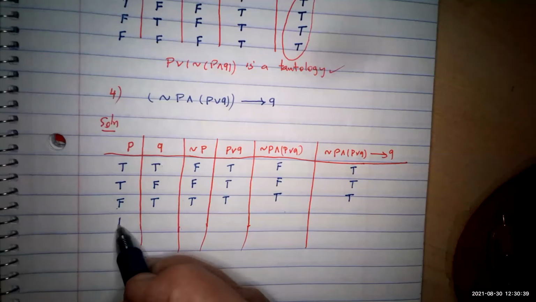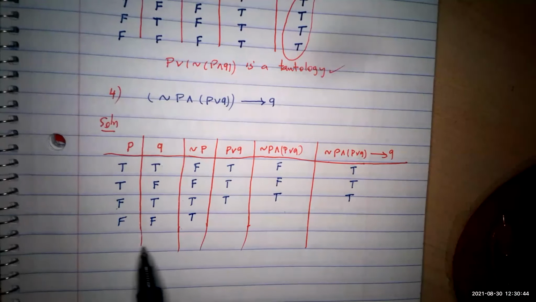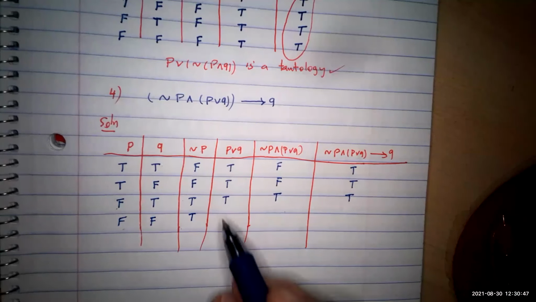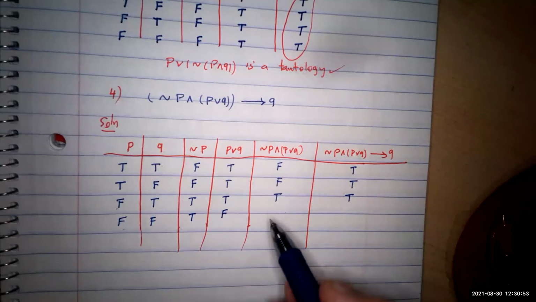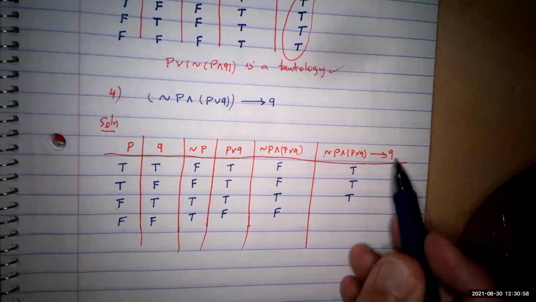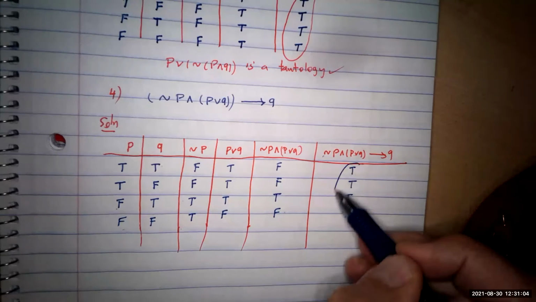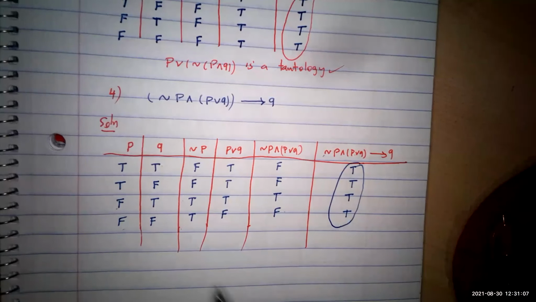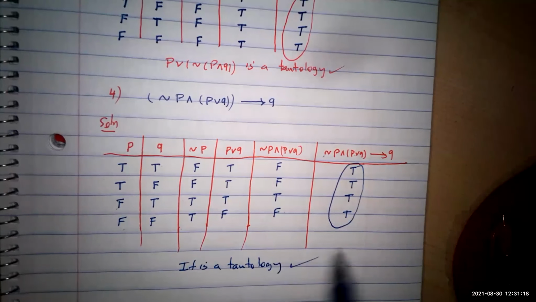Okay, and the last one, false, false. This would be true. Both of them are false, so this is going to be false. One of them is false, so this is going to be false. And if you start with the false statement, the implication result is always true. That's it. So it is a tautology. Okay, so the expression is a tautology, and you're done.